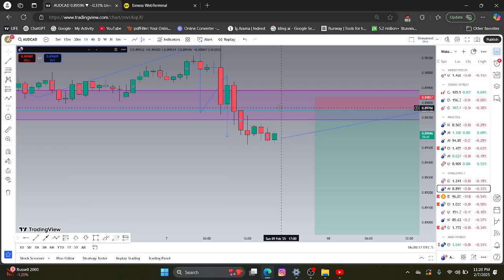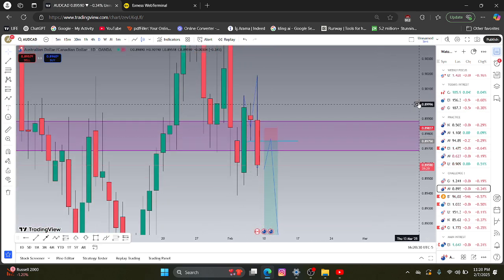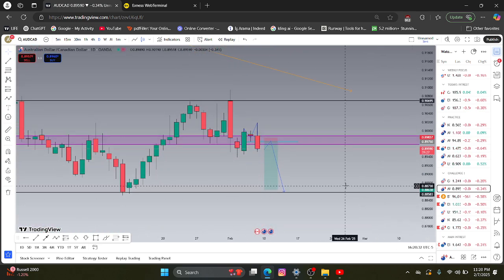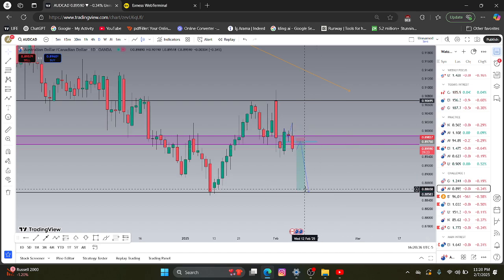There's this green candle trying to reach this zone. Once the market reaches this zone, we can look for sell opportunities. So this is a nice clear trade I would like to enter.